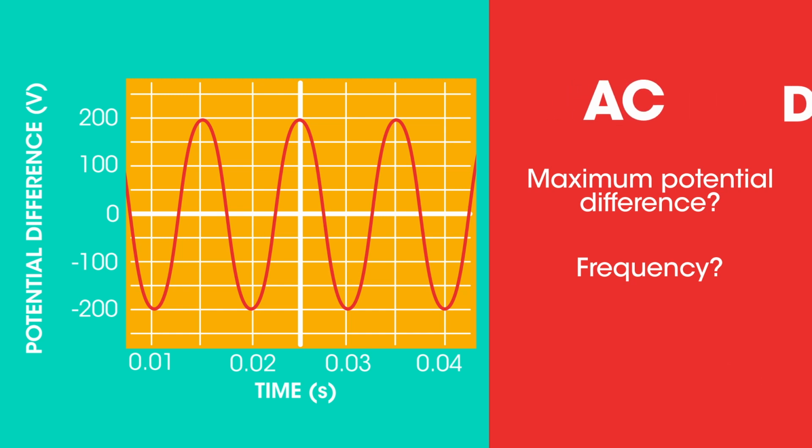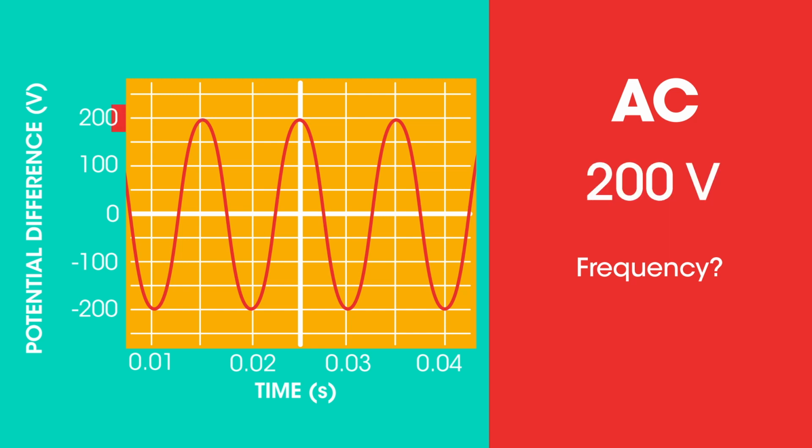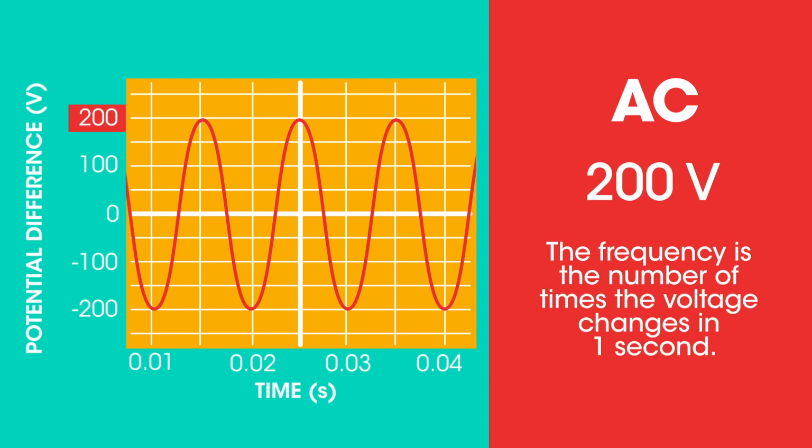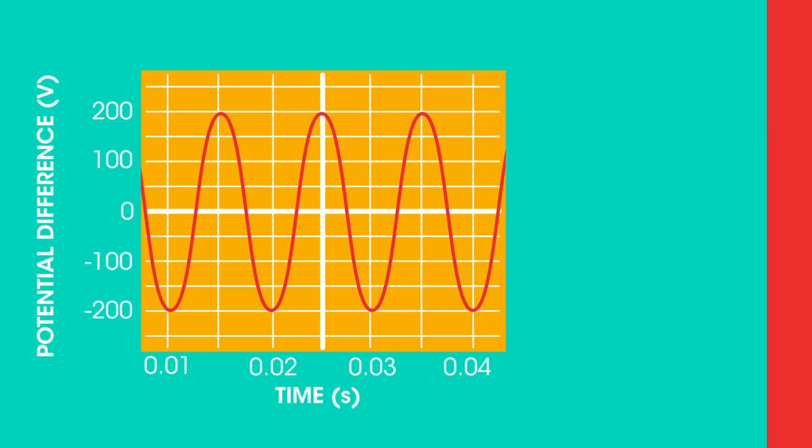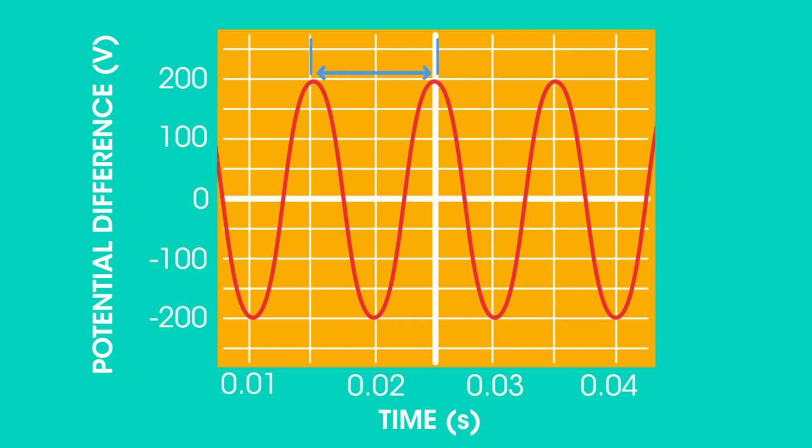The trace is AC. We know this because the potential difference increases and decreases. The maximum potential difference is 200 volts. The frequency is the number of times the voltage changes in 1 second. We can see the distance between the two peaks on the graph is one complete cycle. This time is 0.02 seconds. That's the time it takes for the current to change direction and then back again.